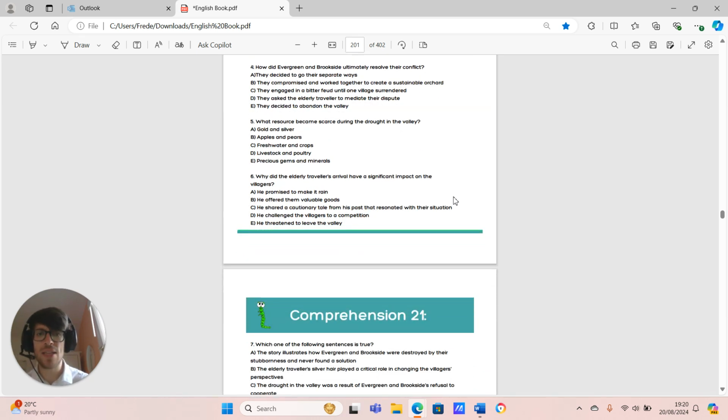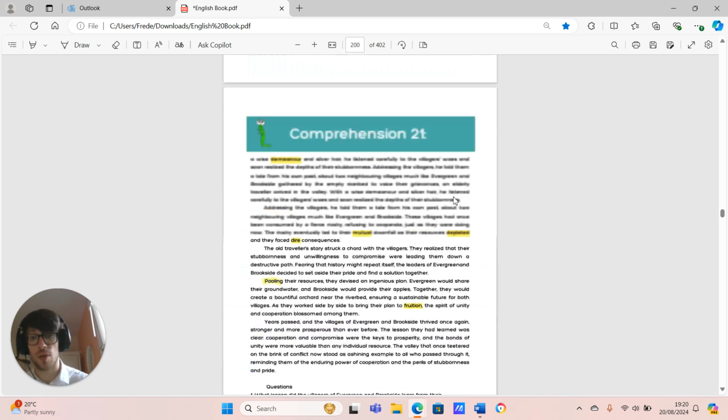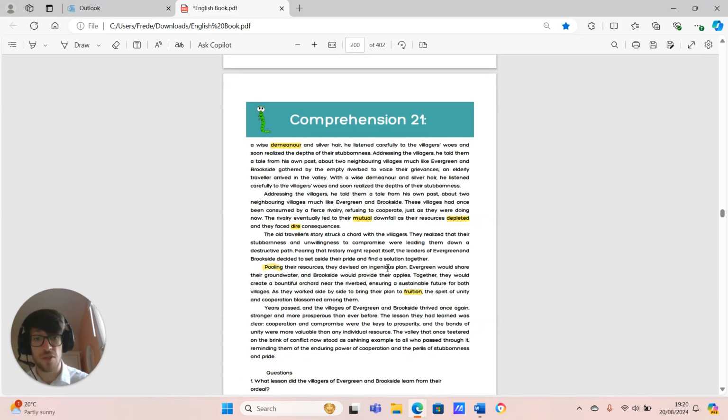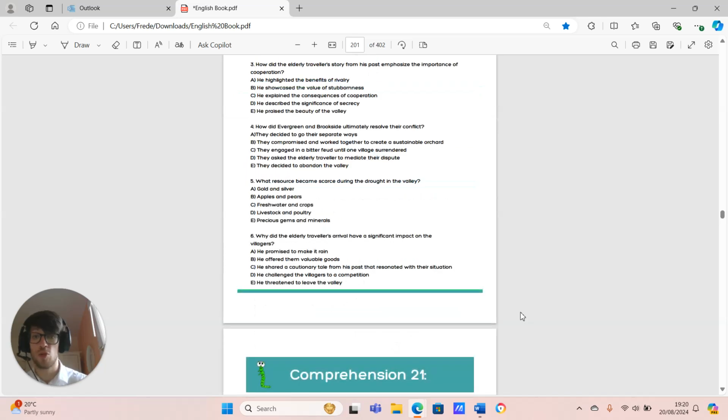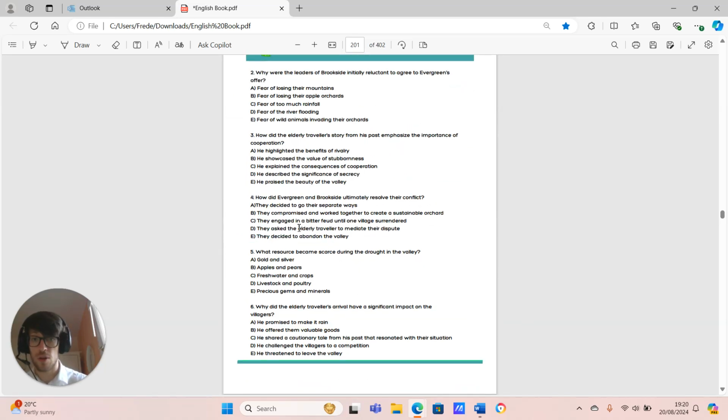4. How did Evergreen and Brookside ultimately resolve their conflict? What was the resolution? Do you remember that? They decided to go their separate ways? No. They compromised and worked together to create a sustainable orchard. Let's double check that one. So, pooling their resources, they devised an ingenious plan. They would create a bountiful orchard, a new orchard that would ensure a sustainable future. It's a new orchard. This one, 4, has to be B.